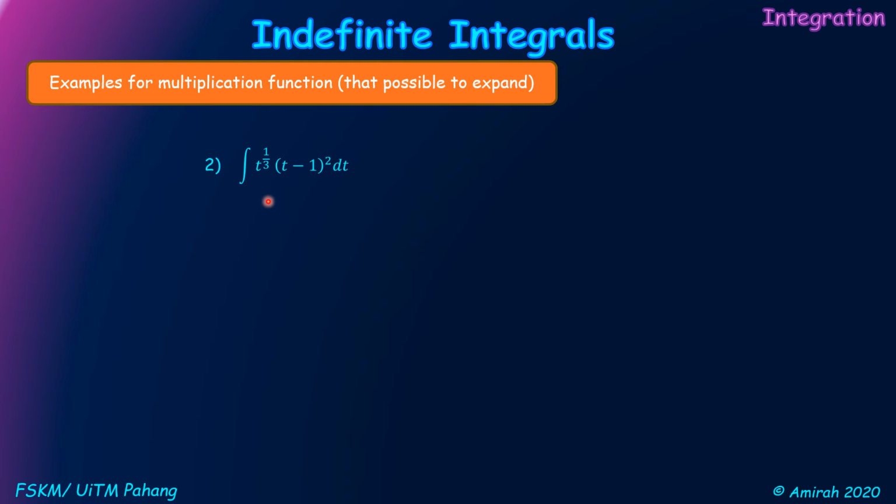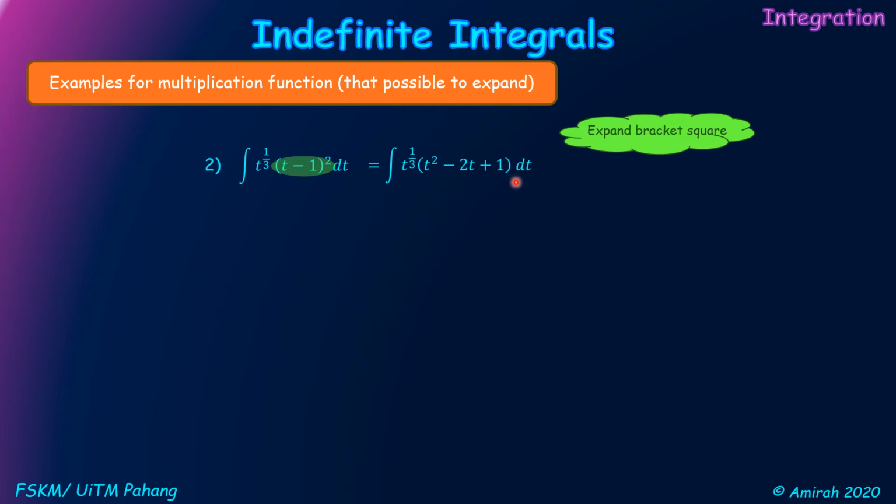Alright, from here we have a square, so it is possible to expand. First we expand the bracket squared. After we expand, we get this: the integration of t to the power of 1 over 3 times (t squared minus 2t plus 1) dt.